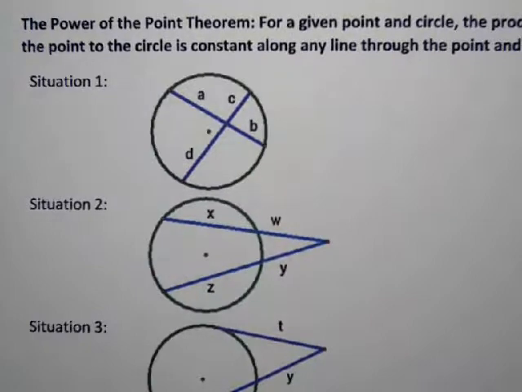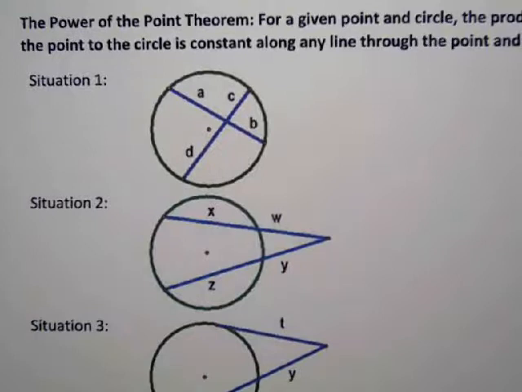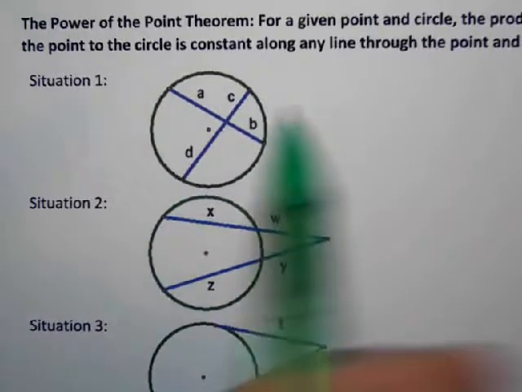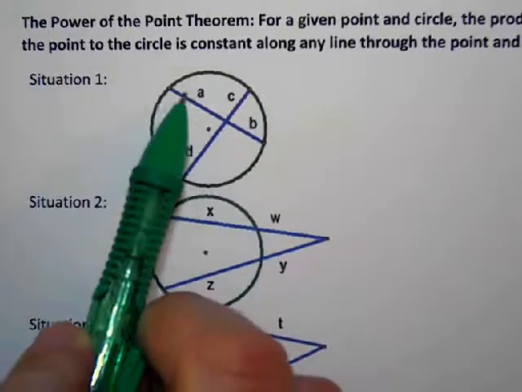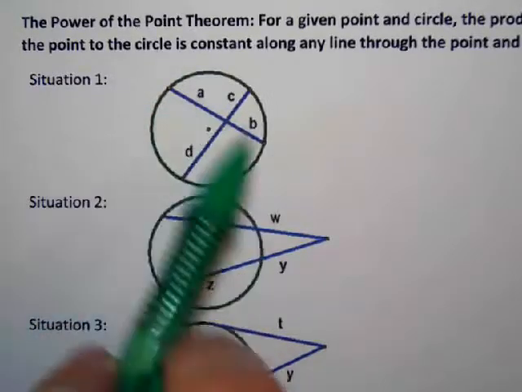These are called the power of the point theorem. Situation 1 is different, but situation 2 and 3 are almost identical, even though they look slightly different. For segments inside of a circle like that, you just multiply the two pieces of the same segment together.